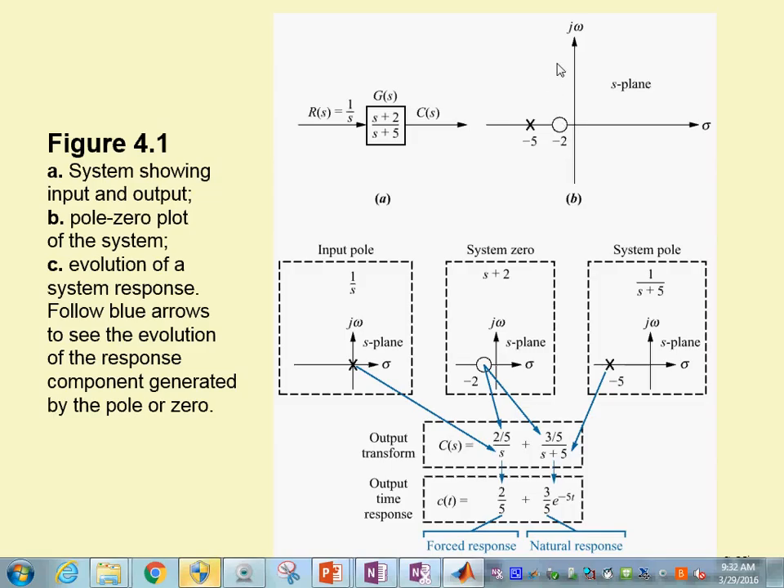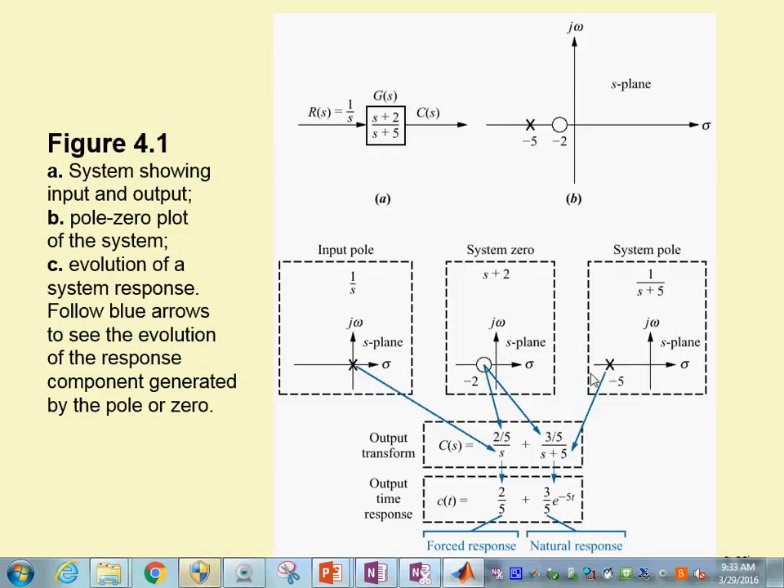So you can say this is the transfer function. And if 1 over s multiplies this transfer function, then you have another pole, because if 1 over s is 0, right? So you have one pole here, you see. And you have one zero here at minus 2. And then you have one pole at minus 5. That is what you have in here.